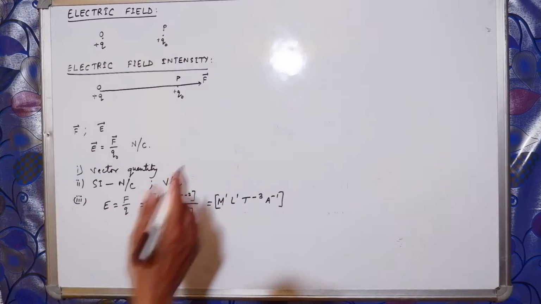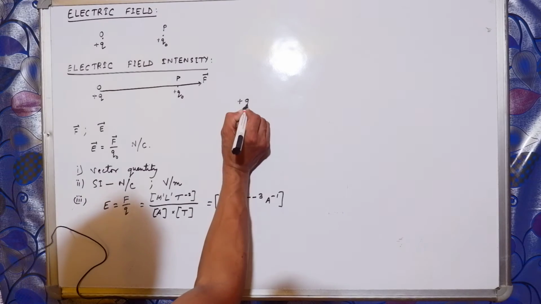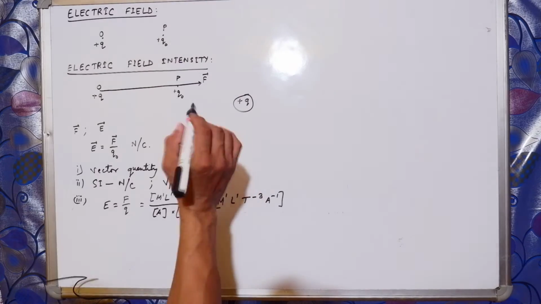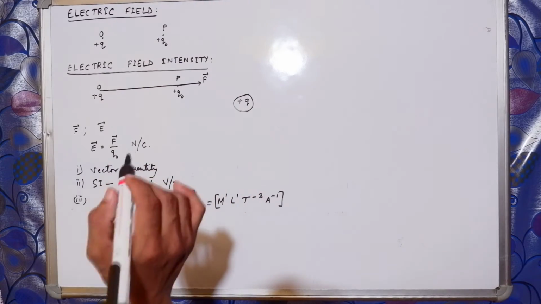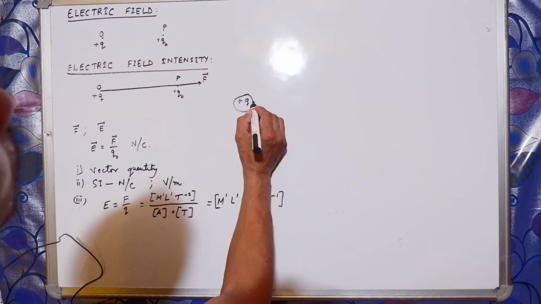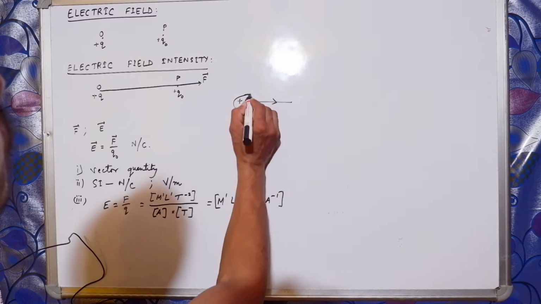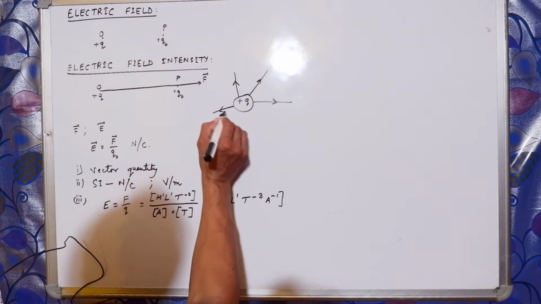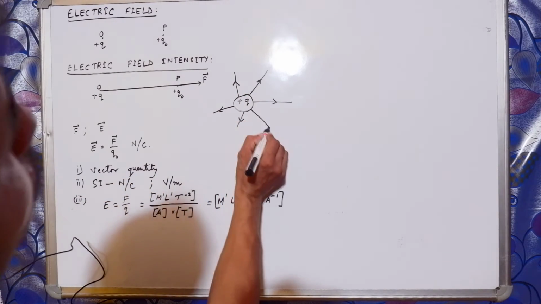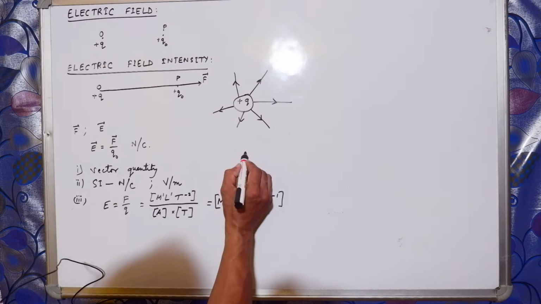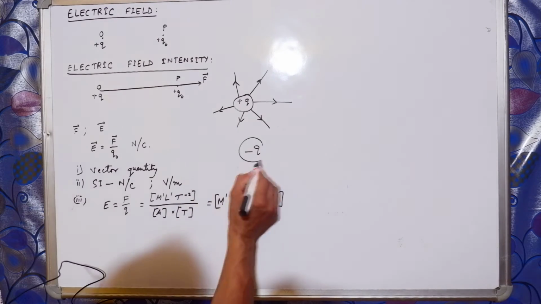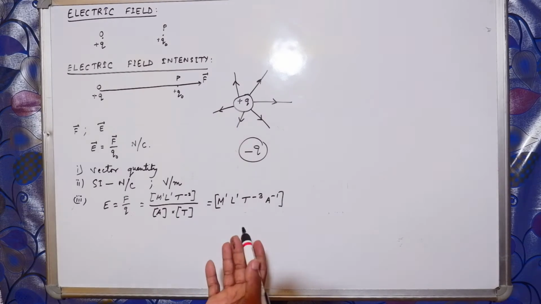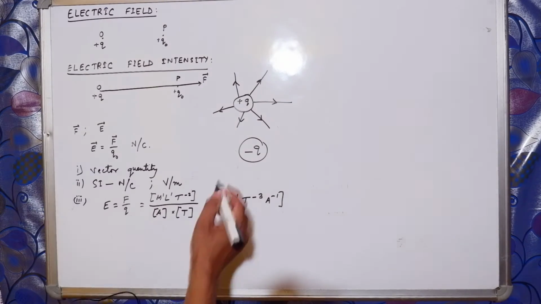So suppose the charge is here, for example plus Q. Now let us say this is a charge plus Q. To represent the electric field which is coming from this charge, we represent it by some lines like this. Now these lines are called electric field lines. So again I repeat, the electric field coming from the charge is represented by lines, what we call electric field lines.